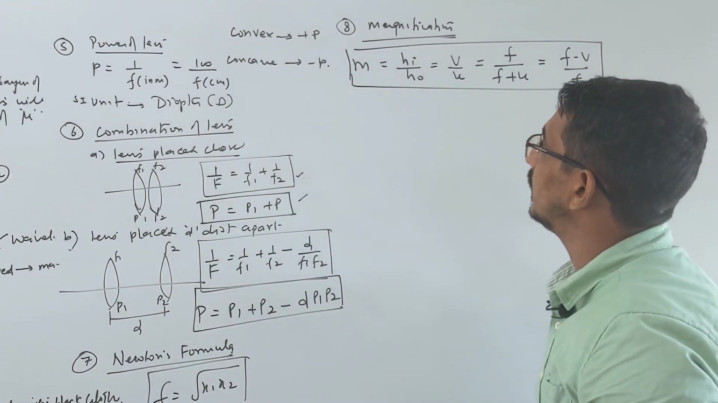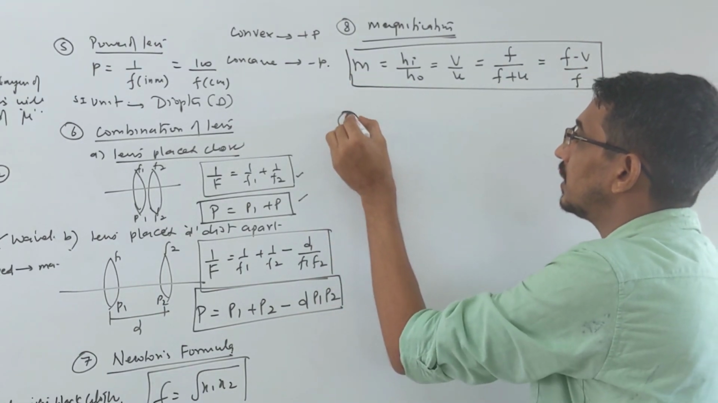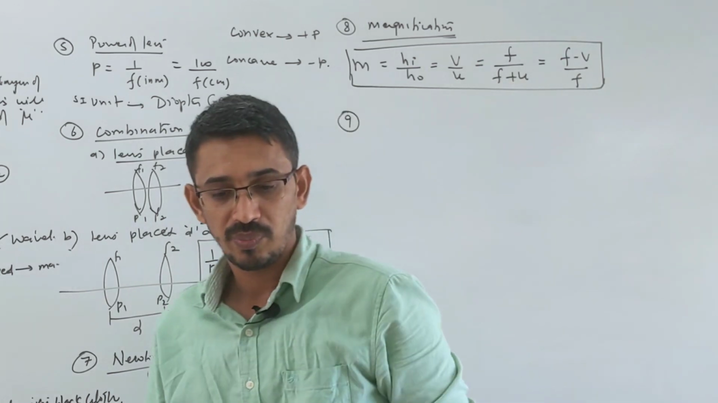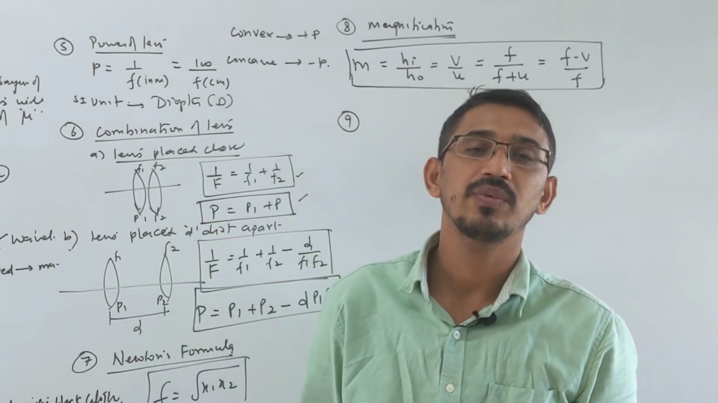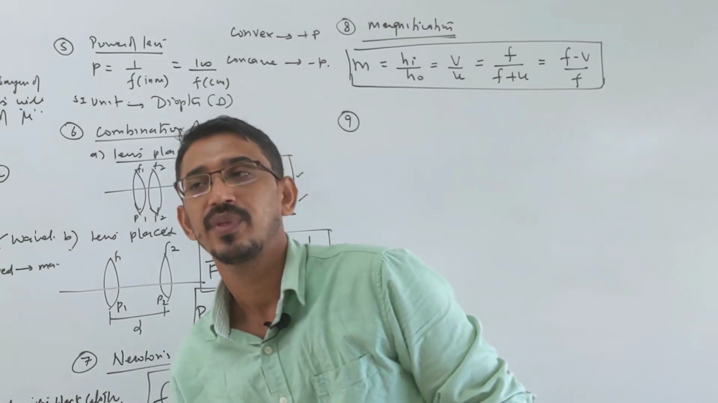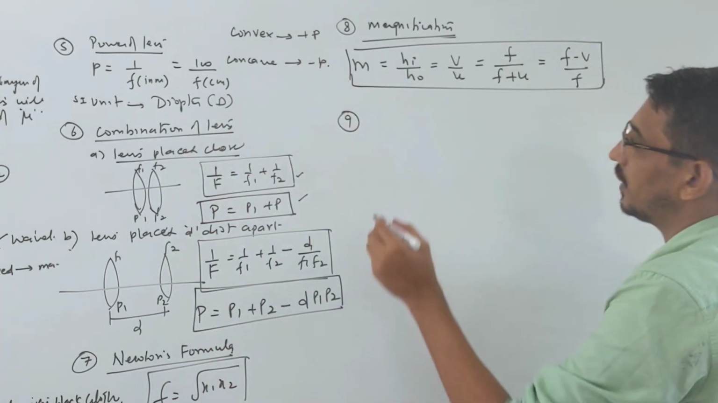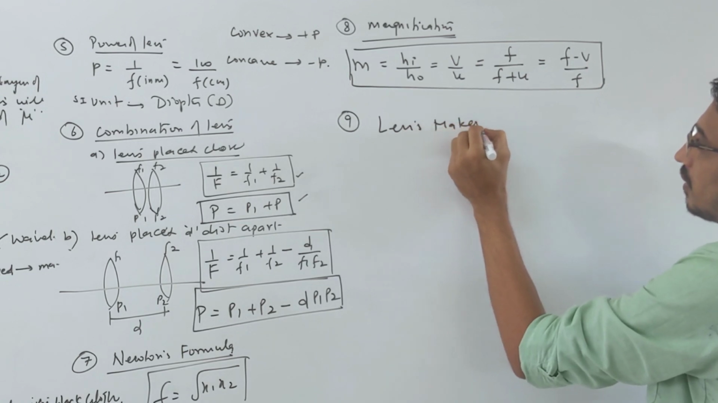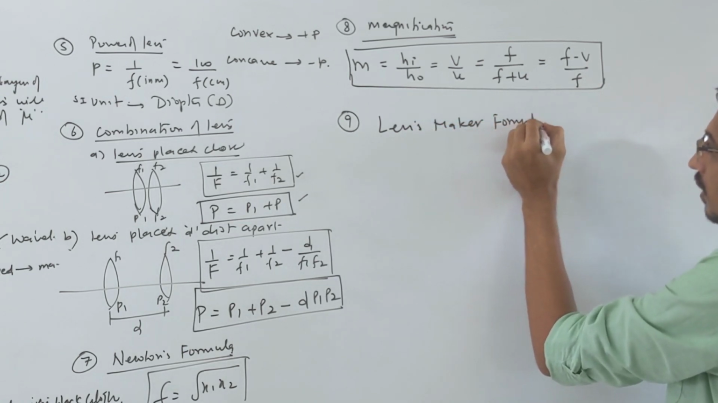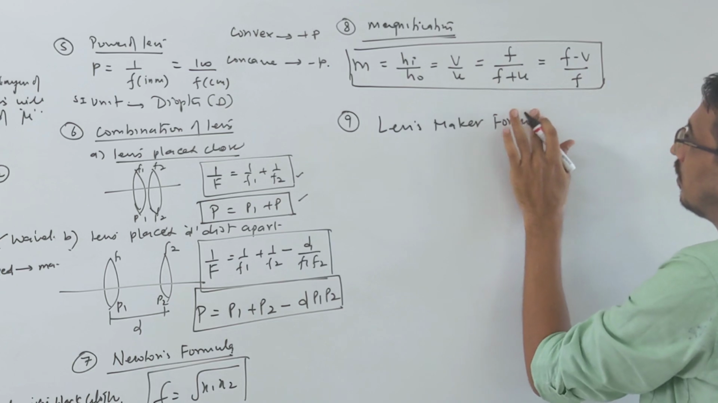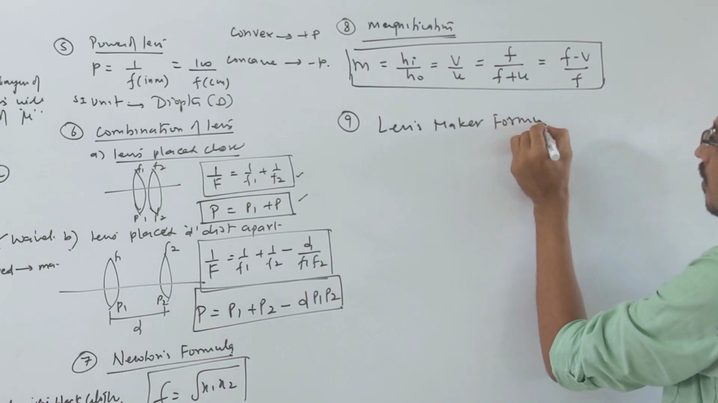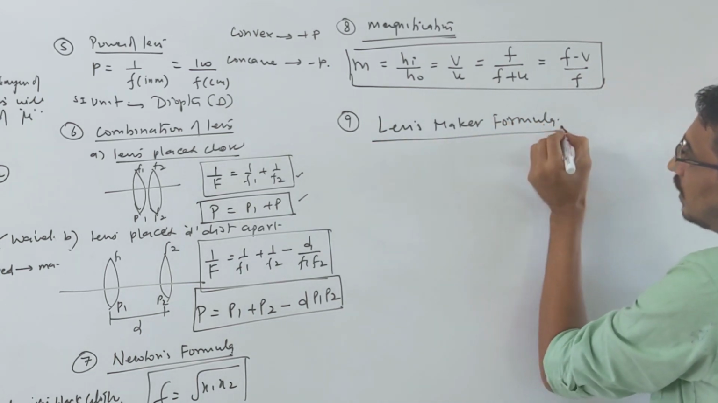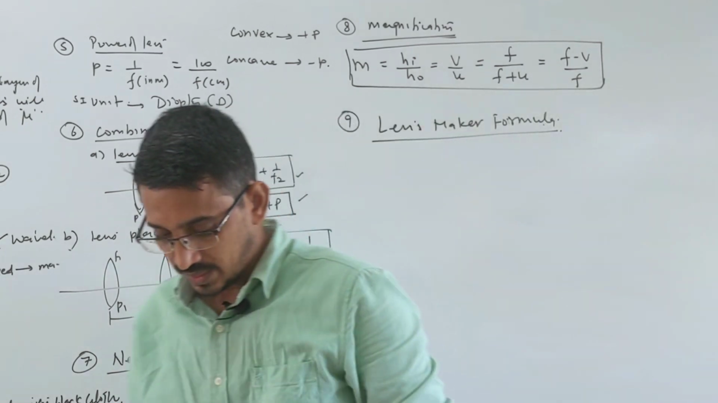Correct? Okay. Then the last numerical thing that we mainly have to do, all problems are based on what is called the lens maker formula, or lens formula. So I'm writing here: lens maker formula, or lens formula also. So what is the lens maker formula?